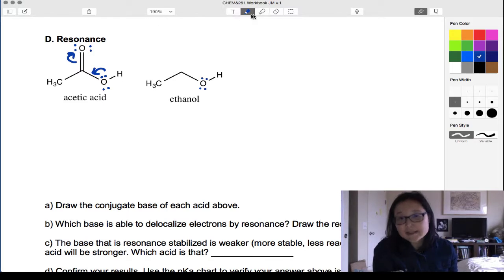So let's go ahead and look at their conjugate bases, draw the conjugate base of each of these acids, and look for resonance. And let's draw out the resonance structures, practicing with our arrows.